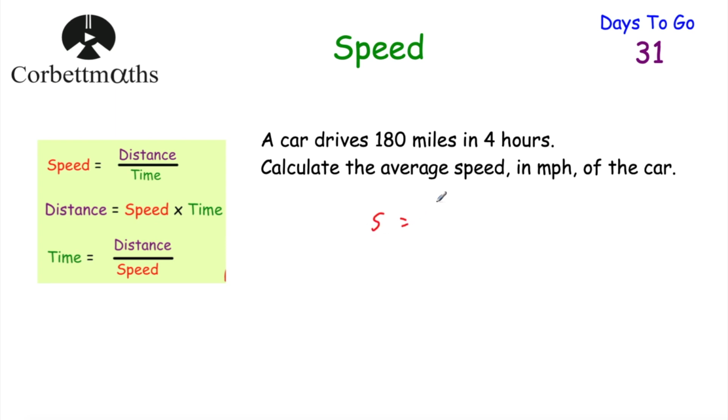Okay, so speed is equal to distance divided by time. The car travels 180 miles, so it's going to be 180, and the time's 4 hours, so divided by 4, and 180 divided by 4 is equal to 45. So the average speed of the car is 45 miles per hour. And if you got that, well done. Okay, let's have a look at our next question.